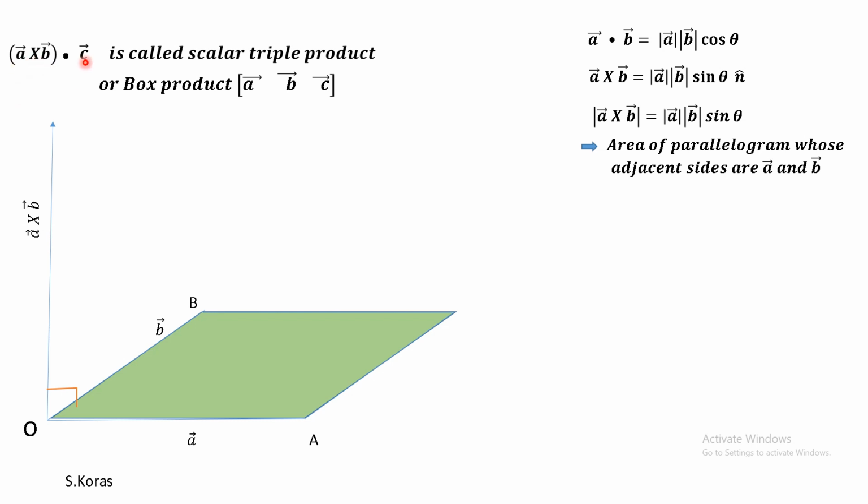Now we have to dot this with c vector. So let us draw c vector. There will be an angle between a cross b and c vector. Let us consider that angle as phi. So let us draw it. This is our point C, this is our c vector, and we consider the angle between these two vectors, because now a cross b is a single vector, as phi.